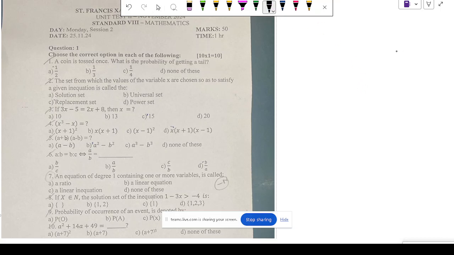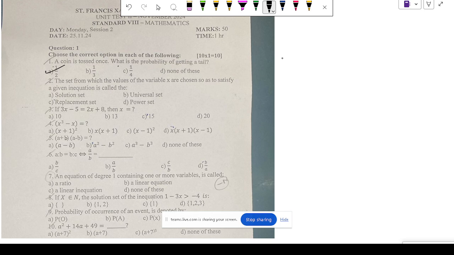Yes, sir. I got 1 by 2 in this. Okay, for the first one: a coin is tossed once. What is the probability of getting tail? Fine. What's the total outcome? So the total outcome is 2, sir. And probability of getting tail? It's 1 by 2. So A is the answer, right? Yes, sir. Next one.